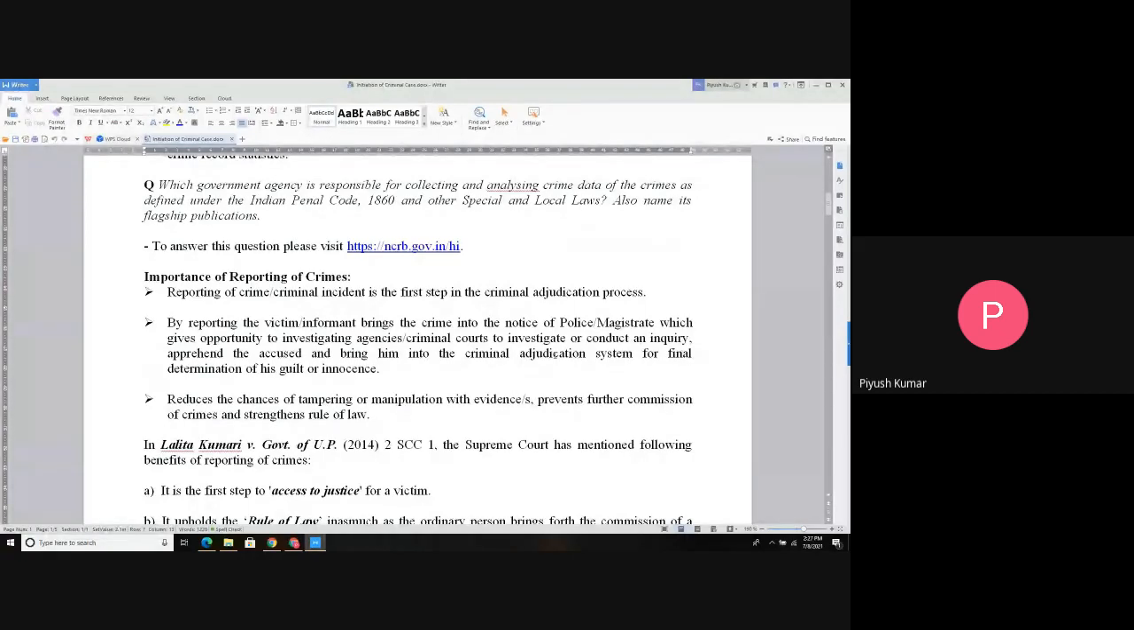So there is a multitude of reasons. Different reasons would come into play or would influence the decision of the victim or victim's family when it comes to reporting of the crime.